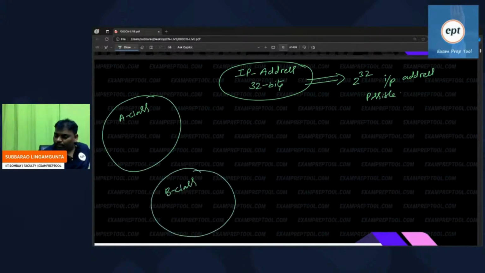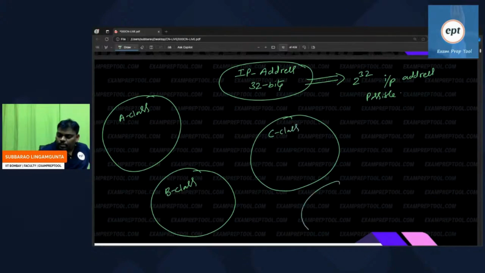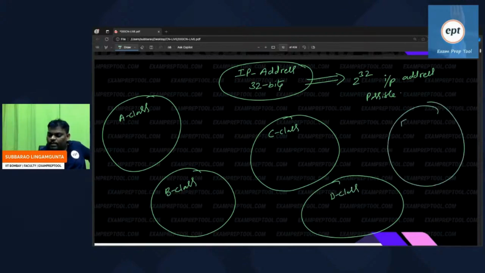Out of those 2 power 32 IP addresses, A class purpose how many IP addresses? B class purpose how many? C class purpose how many? D class purpose how many? E class purpose how many? Can anyone guess? Total IP addresses are 2 power 32. E class how many? D class how many? C class how many? B class how many? A class how many? I want an answer from each and every one.